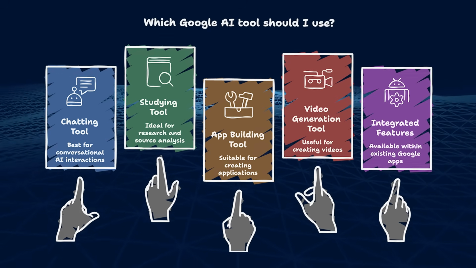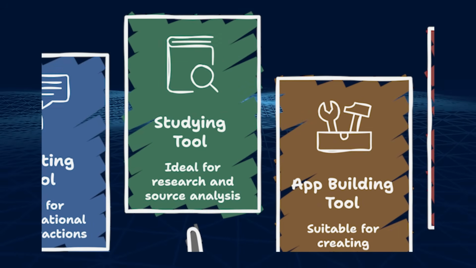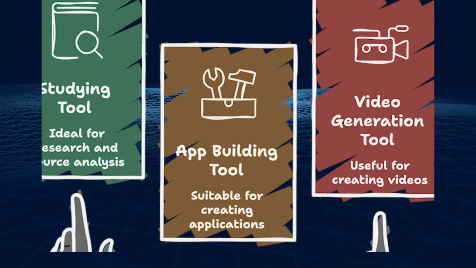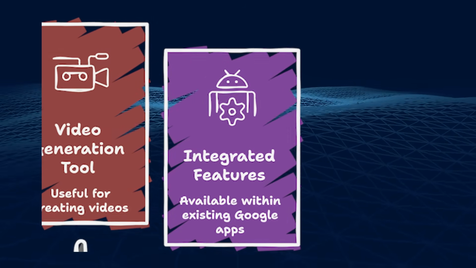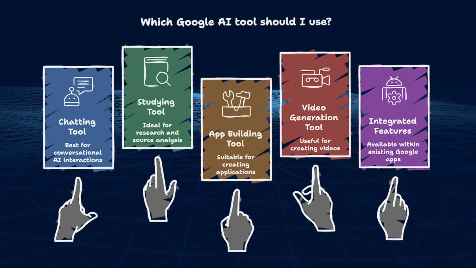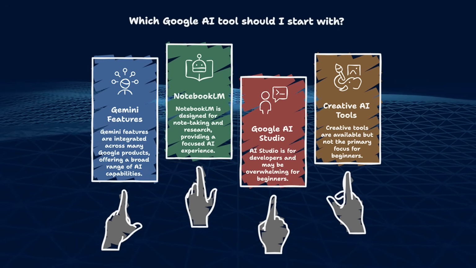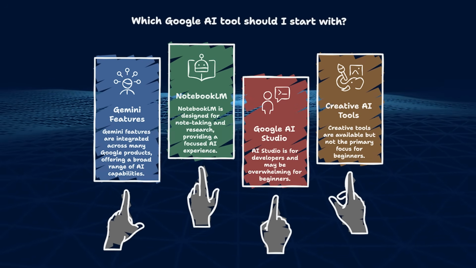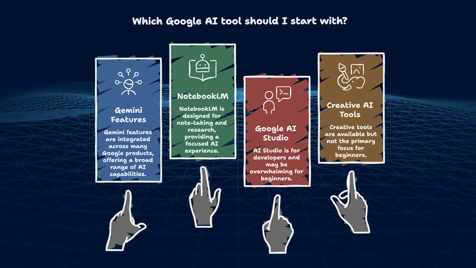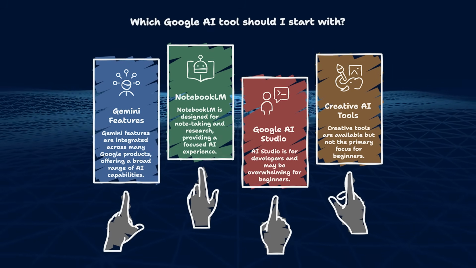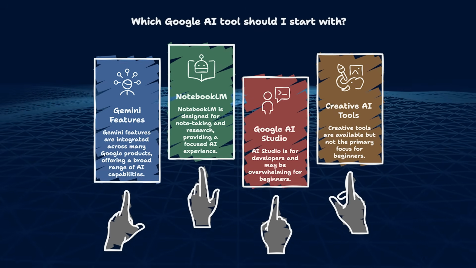This is where the confusion starts. One tool is made for chatting. Another is made for studying and working with sources. Another is made for building apps. Another is made for generating video. And another may appear inside Search or inside Gmail and Docs rather than as a standalone app. Google's current AI plan pages also show Gemini features reaching across Search, Chrome, Gmail, Docs, Sheets, NotebookLM, and creative generation tools, which makes the ecosystem feel even bigger to a new user. So the real problem is not that Google AI is too advanced. The real problem is that beginners are entering a whole city of tools when they were only looking for one front door.